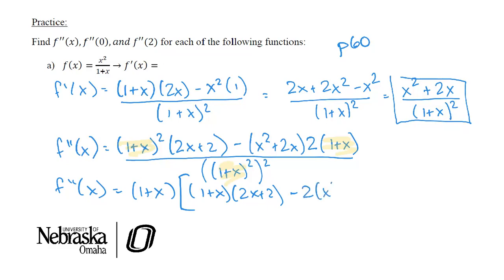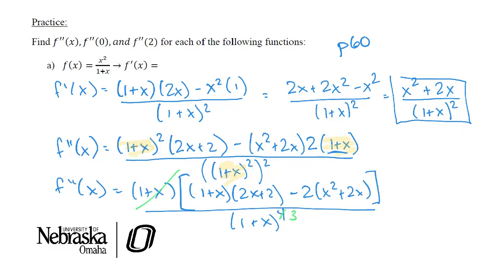Minus 2 and x squared plus 2x. That 1 plus x here is gone, and then we'd be canceling that with one of our denominators of the 4. Okay, so now I'm going to continue on a new slide. So we are going to be canceling this and one of these to become a 3.